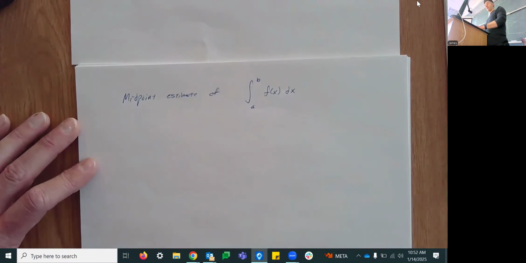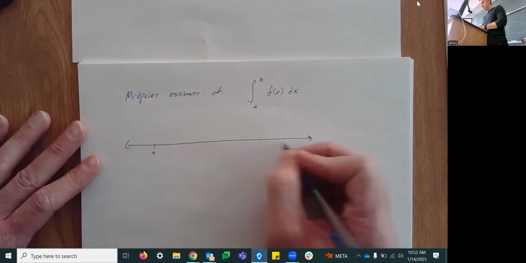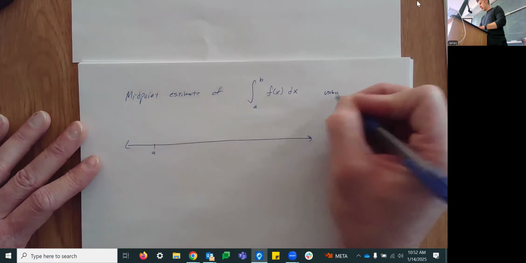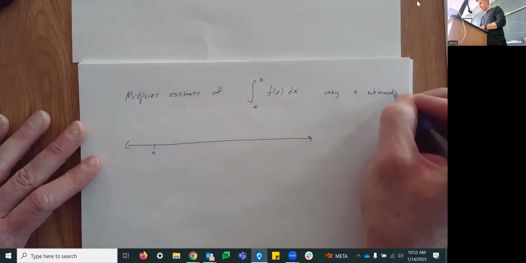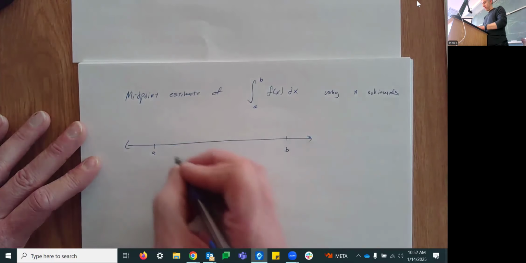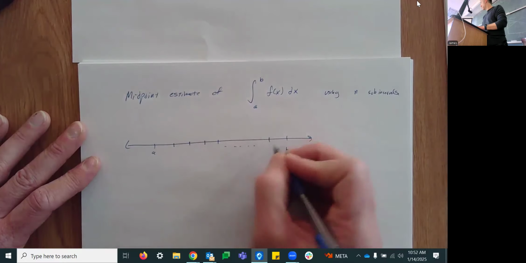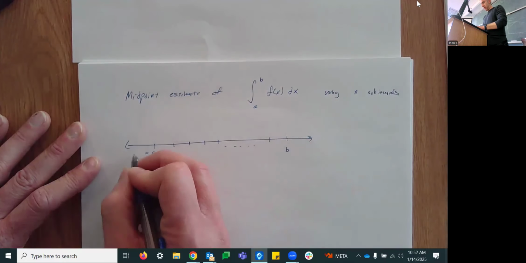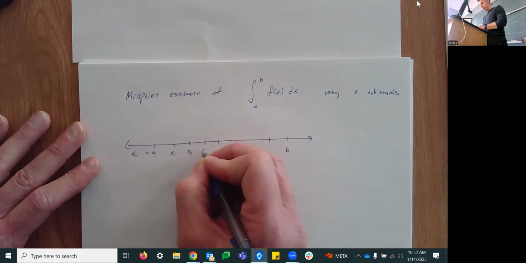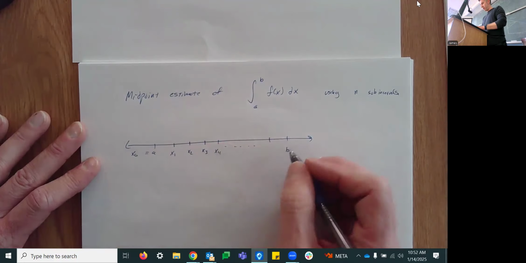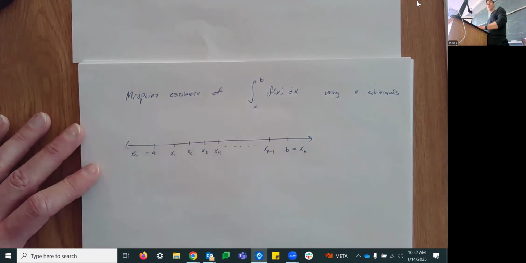Here's how I would think about it. I'm still going to do the same sort of work. I'm going to draw my interval a to b, using n subintervals. So we've got a, we've got b, we're breaking this up into n subintervals. We call a x sub 0, and then this first right endpoint is x sub 1, x sub 2, x sub 3, x sub 4, all the way till the last one is x sub n, and the second to last one is x sub n minus 1.